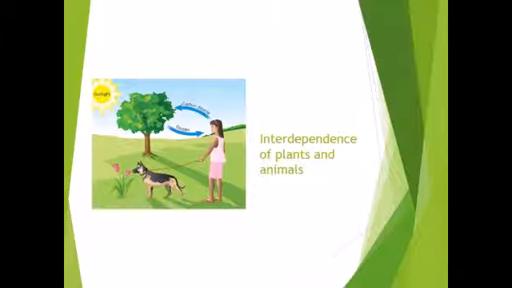Next we will discuss the interdependence of plants and animals. As we have already studied in this chapter, plants give us oxygen and food, right? So we depend on plants for oxygen and food, and in return we give out carbon dioxide, and this carbon dioxide is used by plants. So we can say plants and animals both are dependent on each other. Plants give us oxygen and food and we give carbon dioxide to the plants. So this way we can say plants and animals are interdependent. They depend on each other.